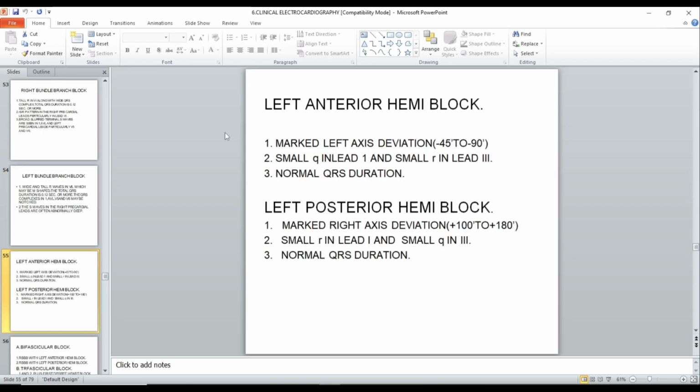Left anterior hemiblock, that is, when the anterior branch of the left bundle branch is affected: marked left axis deviation, a small q in lead 1 or a small r in lead 3, normal QRS duration. In left posterior hemiblock, the posterior branch of the left bundle is affected: marked right axis deviation, a small r in lead 1, a small q in lead 3, and normal QRS duration.